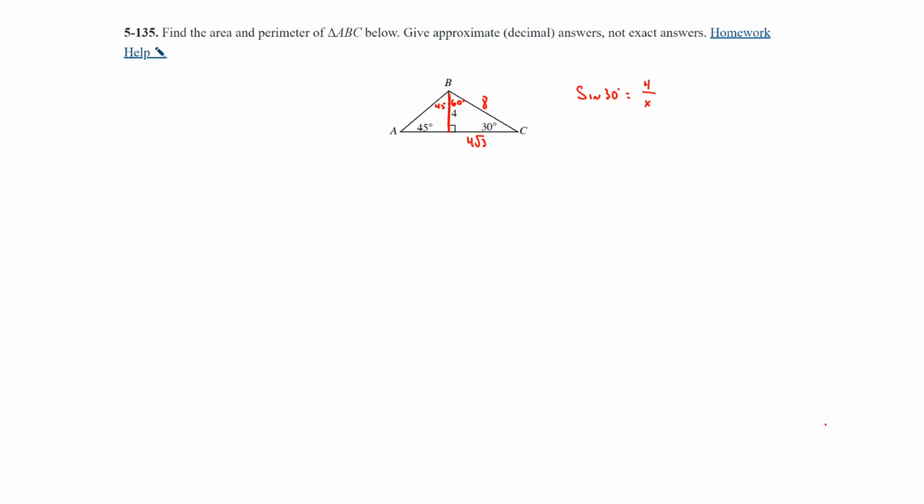On the other side of the triangle, you have 45, 45, 90. And we know this length is 4, so this length down here has to be 4. And then the hypotenuse is the square root of 2 times the leg, so it'd be 4 square roots of 2. So if I want to find the perimeter, I'm just going to add all those up. It would be 4 square roots of 2 plus 4 plus 4 square roots of 3 plus 8. And then you can just plug that in to the calculator to get the approximation.